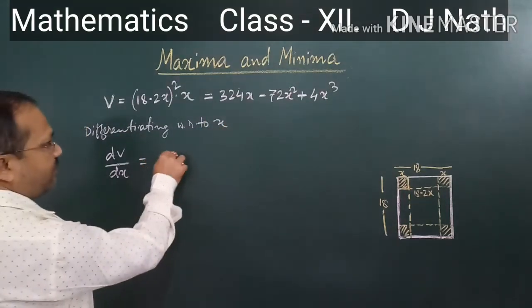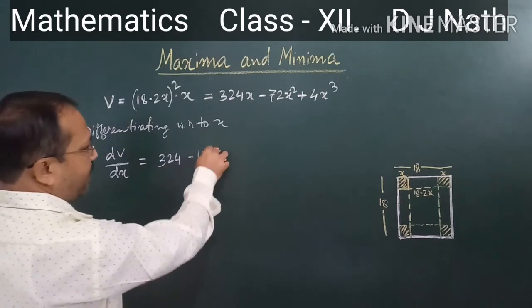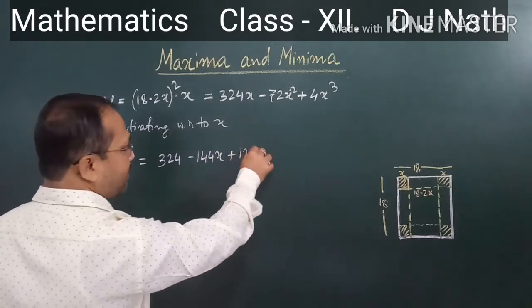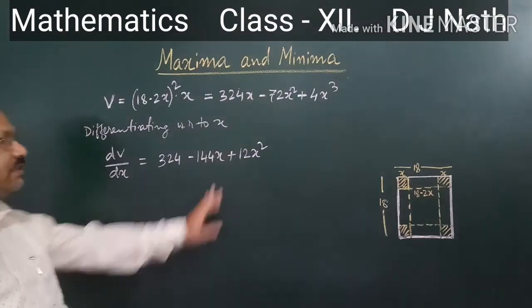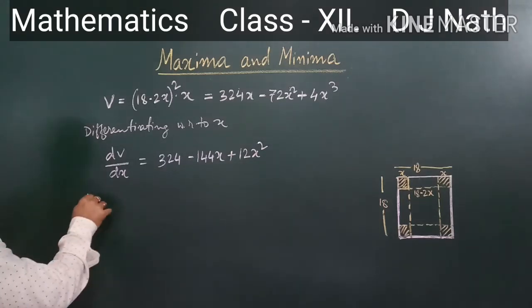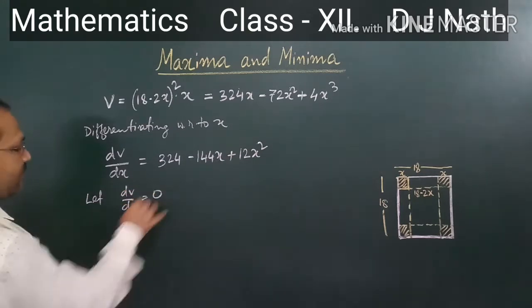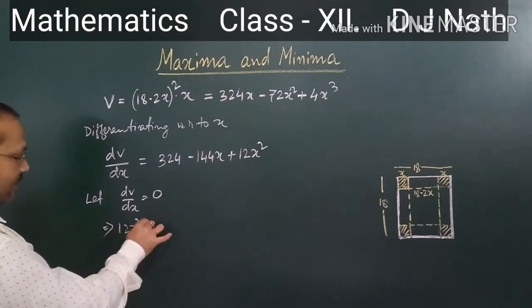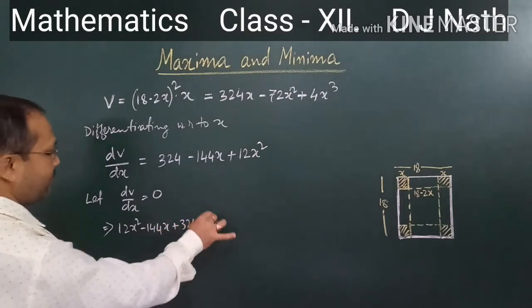So what will remain if we do the differentiation of that? It is 324 minus 144x plus 12x square. Alright. Now we will compare with 0. Let dV/dx be equal to 0, which implies 12x square minus 144x plus 324 is equal to 0.